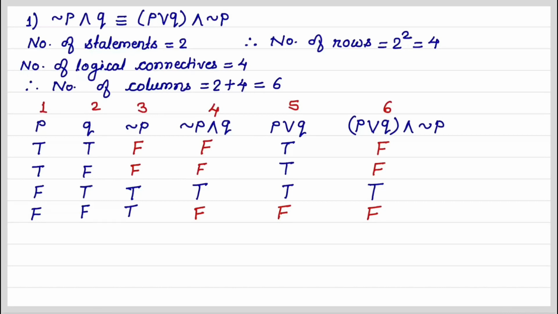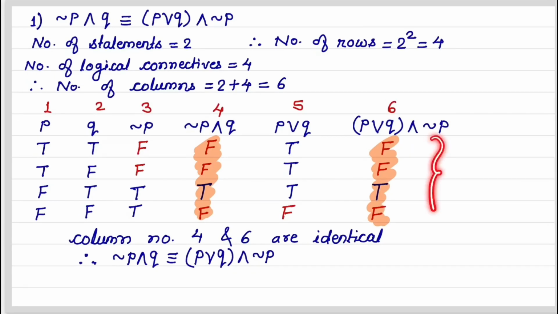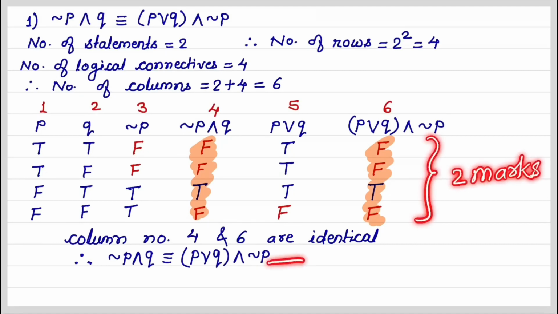Observe these 2 columns, column number 4 and 6. They are identical. Therefore, column number 4 and 6 are identical. All entries are identical. Therefore, negation of P and Q is equivalent to P or Q and negation of P. This truth table will carry 2 marks and last conclusion carries 1 mark. This question is for 3 marks.